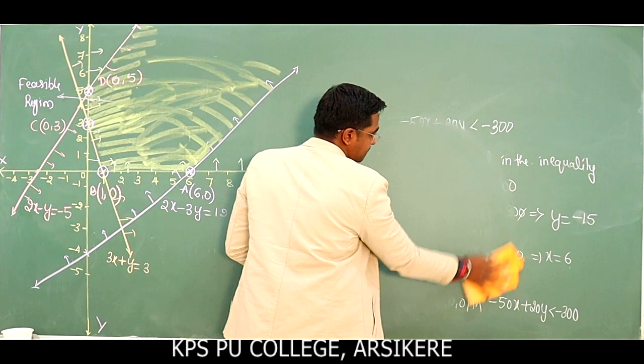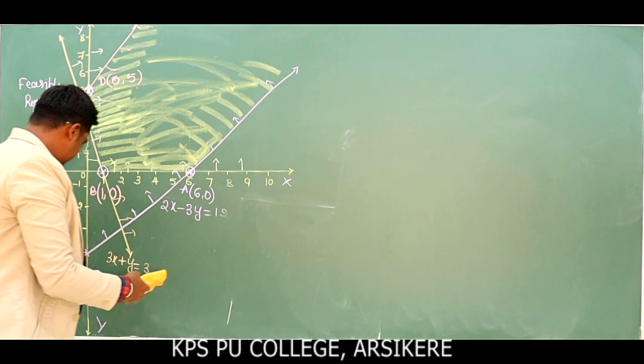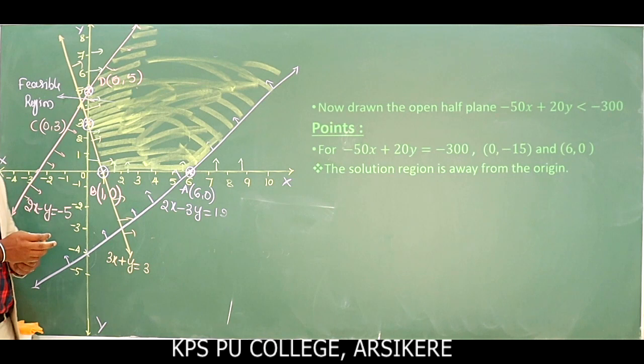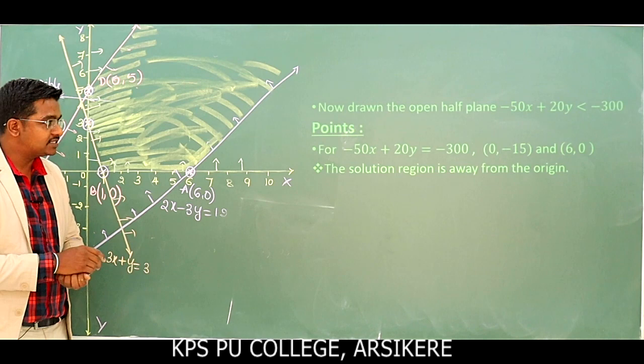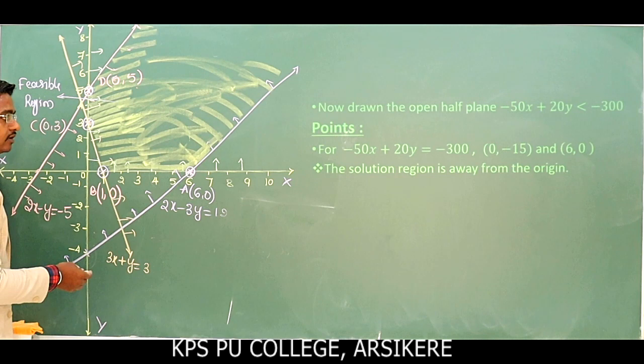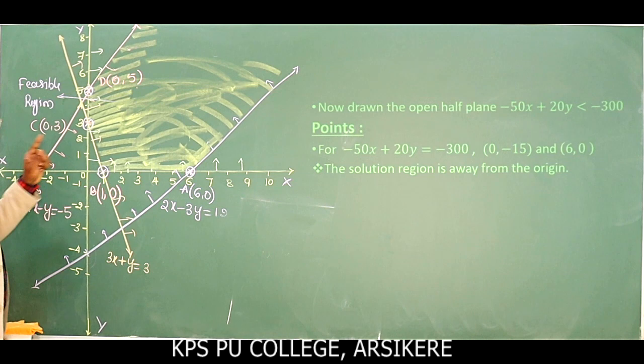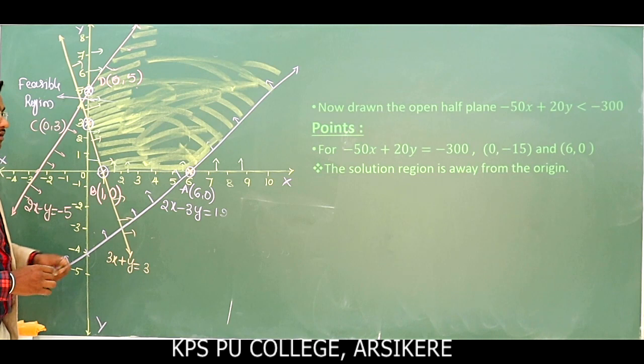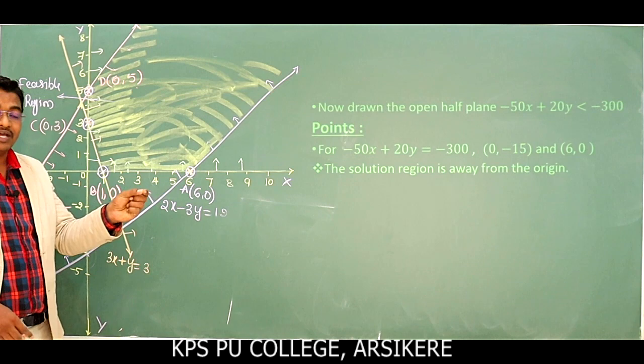So next, draw the inequality. For the equation minus 50x plus 20y is equal to minus 300, the corresponding points are 0 comma minus 15 and 6 comma 0. The solution region is away from the origin. Now draw the region, an open half plane. So here minus 15 means the negative direction of y-axis, and 6 comma 0 is this point. Now draw the line. Because the inequality is strict, follow a dotted line.